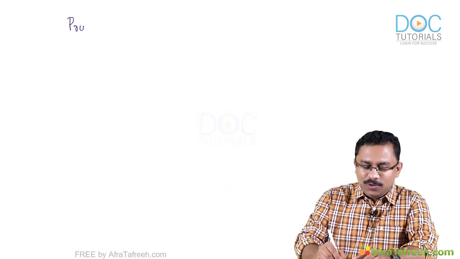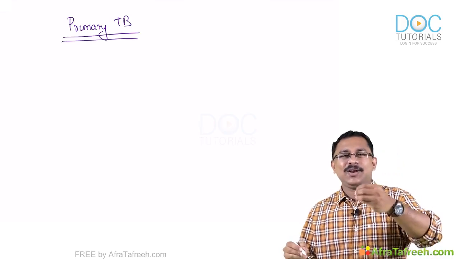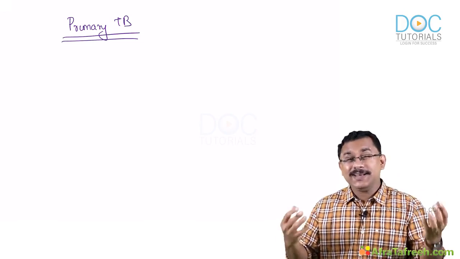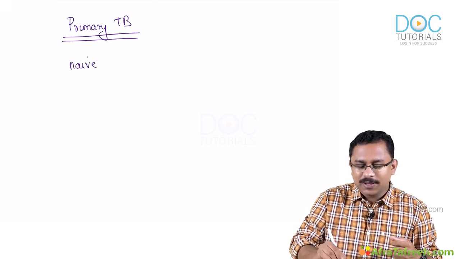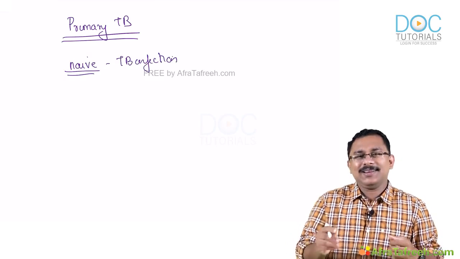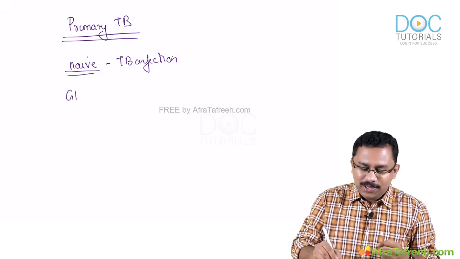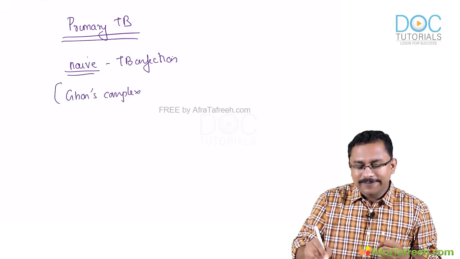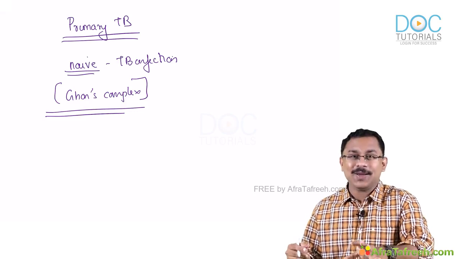primary tuberculosis. So what is primary tuberculosis? It is nothing but bacilli entering the lungs in an individual who has not been previously exposed to tuberculosis. So in a naive individual, you are having a tuberculous infection, and the end result is primary TB. In primary TB, actually what is going to be formed? The Ghon complex is going to be formed. And when a Ghon complex is formed, the question is, will the patient be symptomatic?